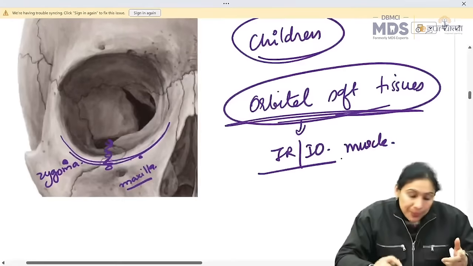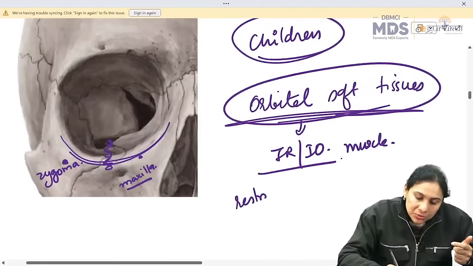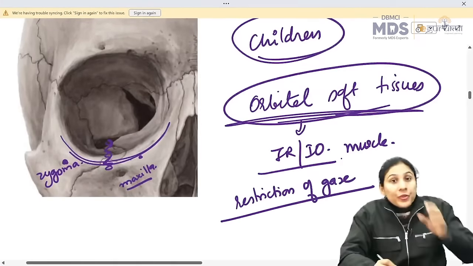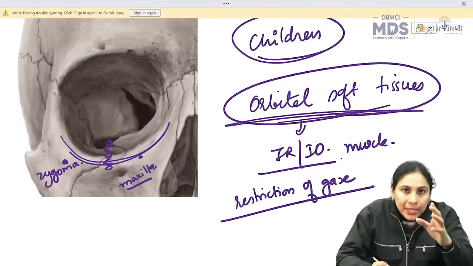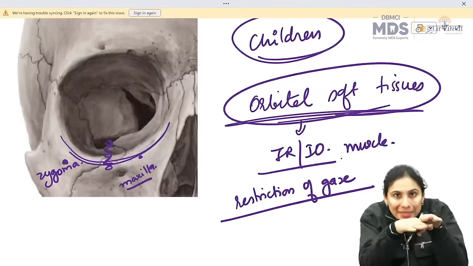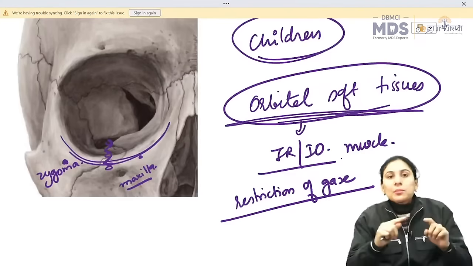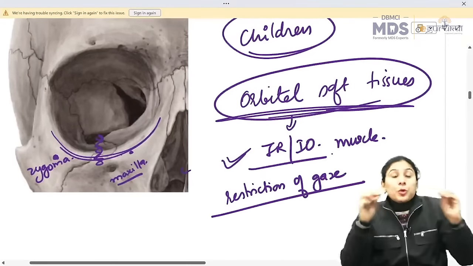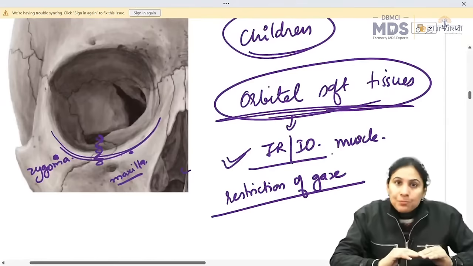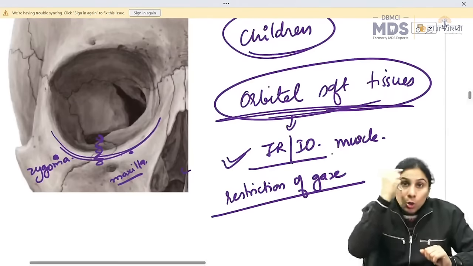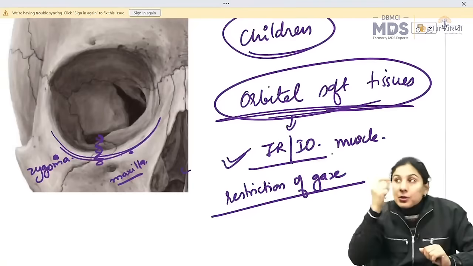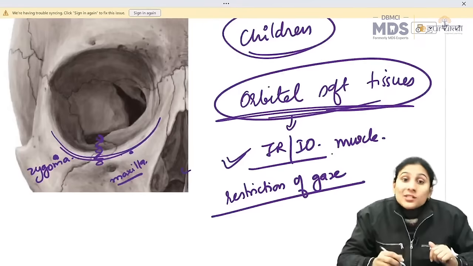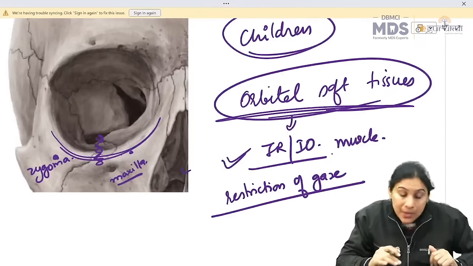So what happens? There is restriction of gaze. Vision is normal. But because the extraocular muscle is entrapped, one of these extraocular muscles is not moving properly. The globe cannot move upwards, or in one of the directions, depending on which muscle is entrapped. So that causes restriction of gaze.